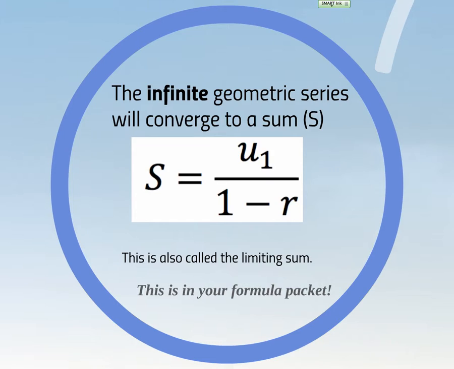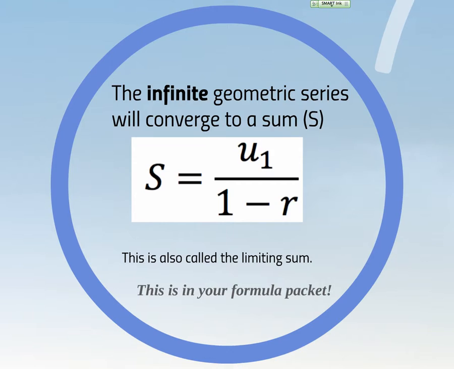What is usually in our formulas that we don't see here? N. Because n is the term number, but we don't have a term number because this is to infinity. Like we're adding up all of the terms to infinity, so that's why there's no n here. So it just says s.